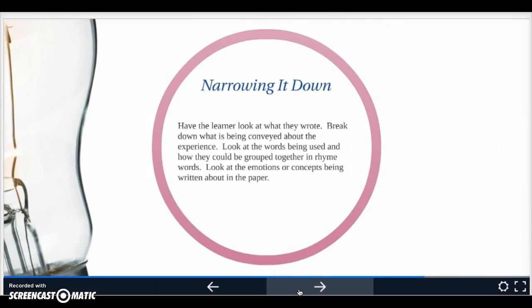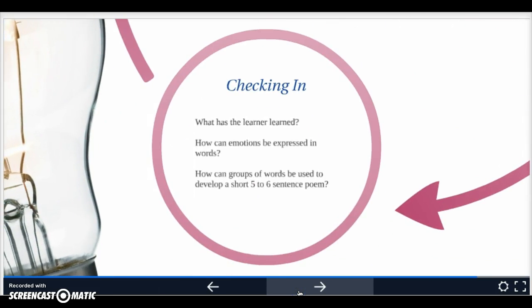And then next, we're looking at narrowing it down. Have the learner look at what they wrote, break down what is being conveyed about their experiences. Are there any words that were used, and how could they be grouped together in rhyme words? Last would be to look at the emotions or concept being written in the paper. What inspires them? What would be something that they could potentially write a poem about out of that essay?